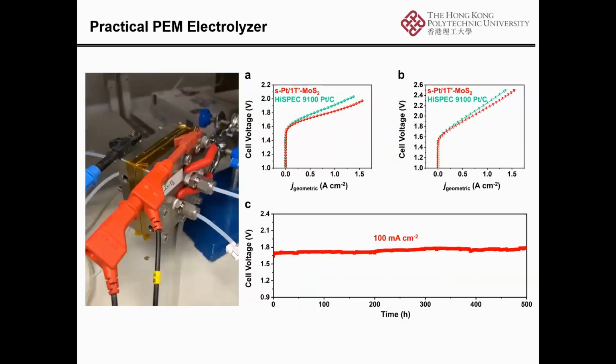Now, because I'm in the mechanical department, I want to give a good test for such a device. So we built a PEM device to further test and compare our catalyst with the commercialized platinum carbon. We can see in the real device, our catalyst is also better than the commercialized platinum carbon catalyst. At a certain current density, our cell can give a lower voltage. So these are some examples of our recent work on hydrogen production.